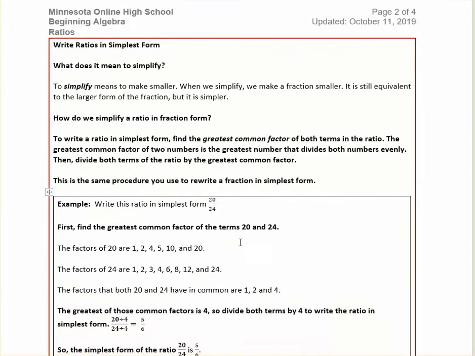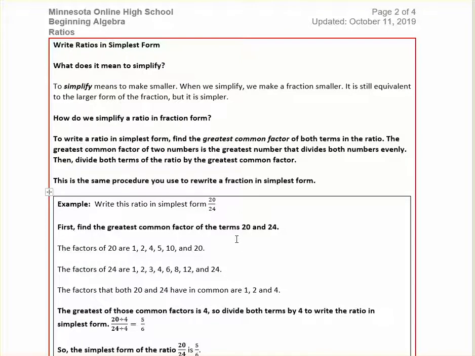All right, now we're going to write ratios in simplest form. So to simplify means to make smaller. When we simplify, we make a fraction smaller. It's still equivalent to the larger form of the fraction. It has equal value, but it's simpler because the numbers will be smaller. So the way that we simplify a ratio is, first of all, we write it in fraction form if it's not already in fraction form. Then we are going to figure out what the greatest common factor of both of the numbers is.